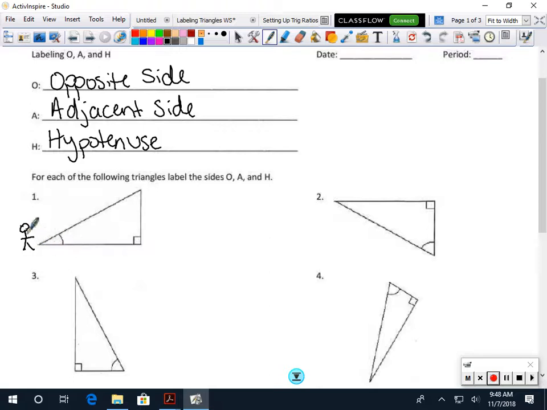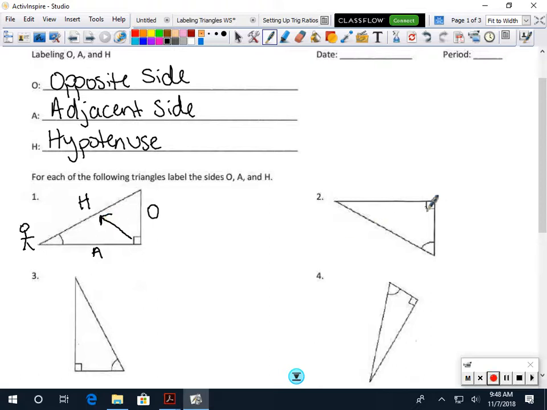Okay? So if I'm standing at this corner here, the opposite side is always the side that's farthest away from the angle. If I'm standing here, the side that's farthest away is this side of the triangle over here. So I'm going to label this side O. The adjacent side is always the side that is closest to where I'm standing. So if I'm at this angle looking, then the adjacent side is this side here. The adjacent side is also the side that's between the right angle and the angle that I'm wanting to use for the problem. And then, of course, the hypotenuse is always the side that is across from the right angle. So that would be this side here.